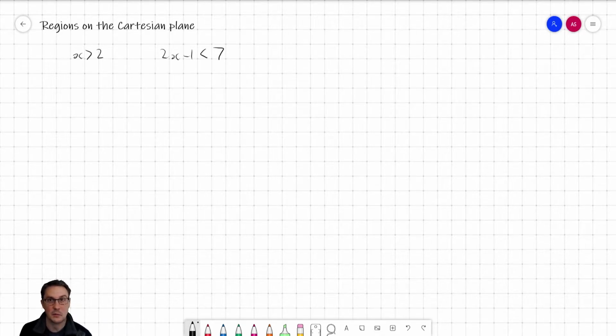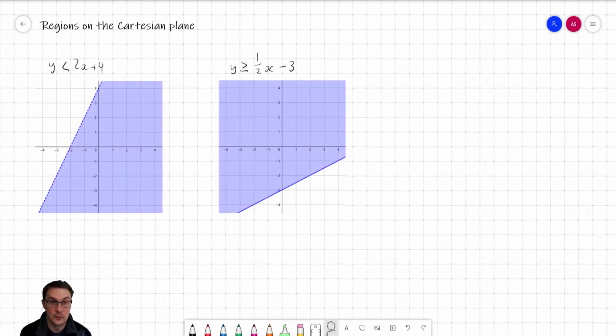Now, the ones which we can graph on our Cartesian plane are going to have two variables, and they're going to look something like y is less than 2x plus 4. These ones are a little bit different. You can see from these two we've got plotted here what they're going to look like when they're graphed. There's still a region which is shaded in to represent the possible solutions, but that region is much bigger than it is on a number line.